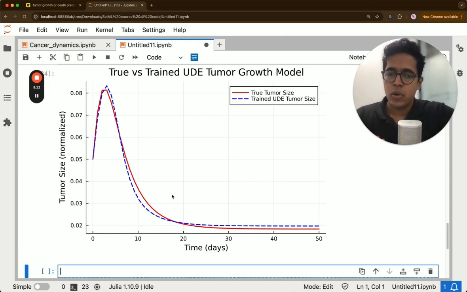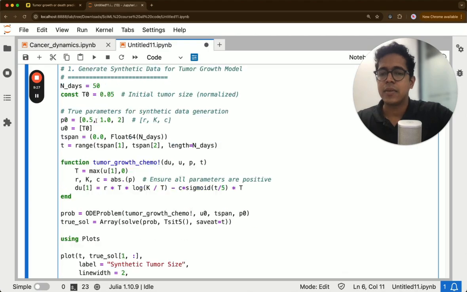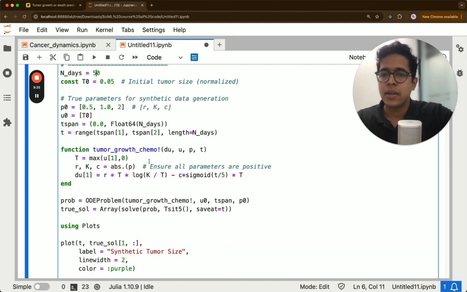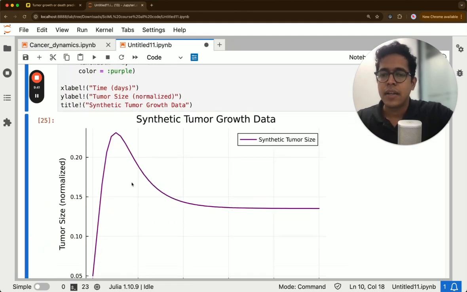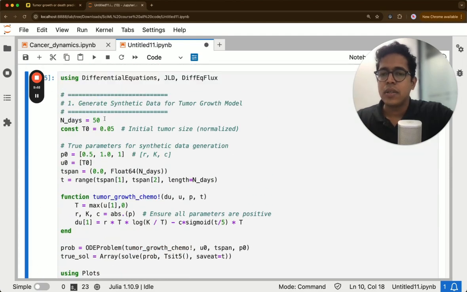Now we can do one more thing here. Instead of using 50 days, maybe I can use, so here, where is the peak? The peak is at maybe 5 days, right? So I can reduce the chemotherapy strength perhaps. So let us say this is 1, and it means now the peak is at 5, right? Then what we can do is, instead of 50 days, I can just simulate for 5 days.